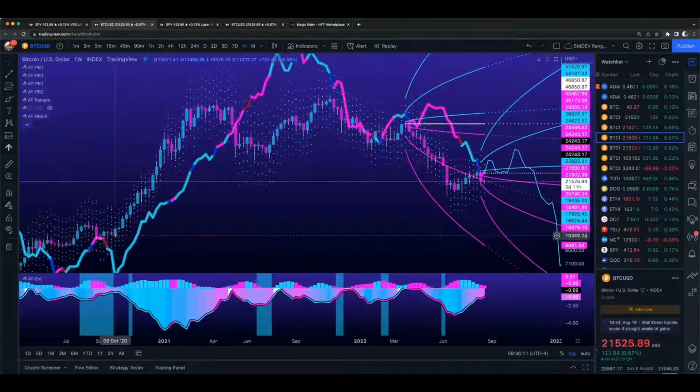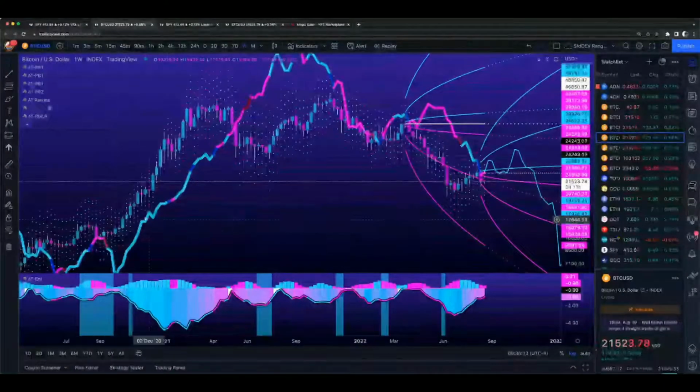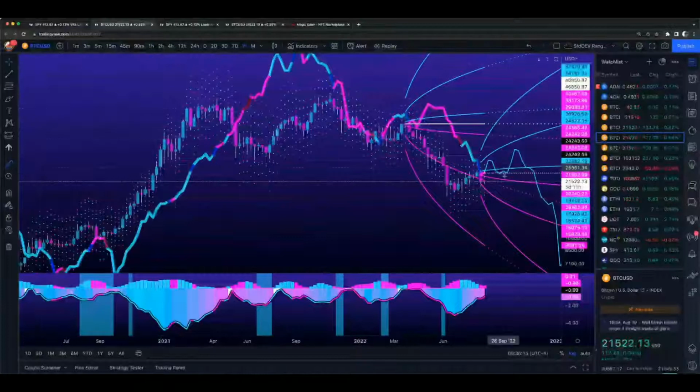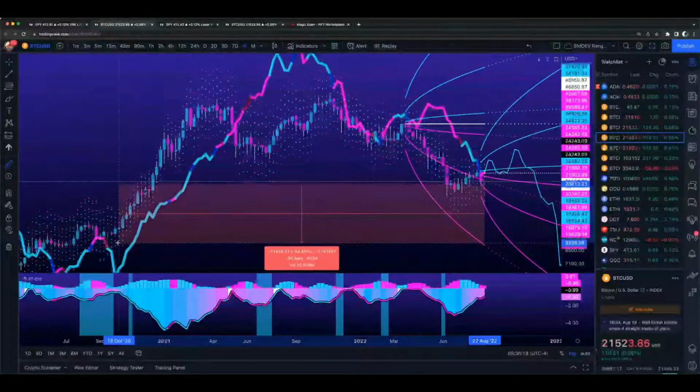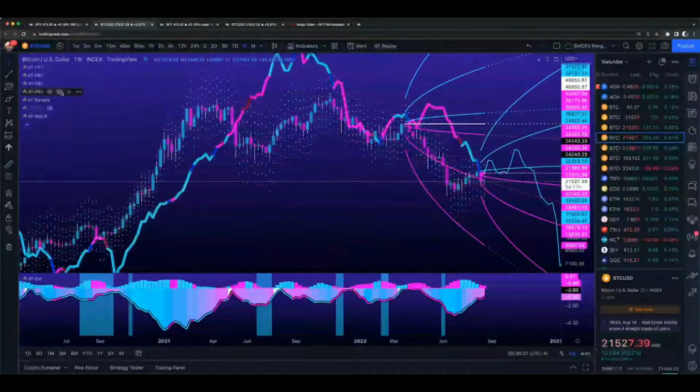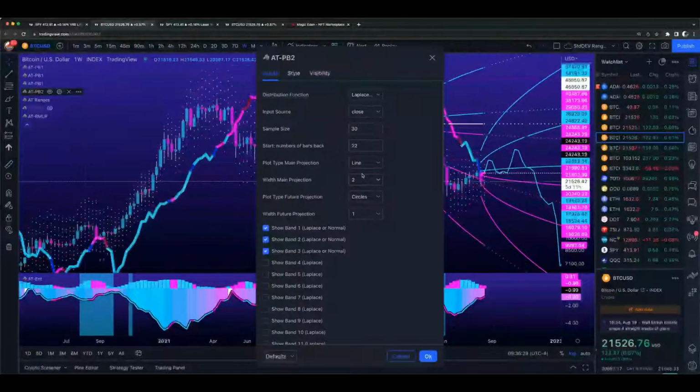Here was the move from 10K. Let's bring our PB2 back here and I'll show you exactly what I'm talking about. We're going to throw it on this candle right here. Boom. Because that price was like 10.7, 99 dollars. With main projection.